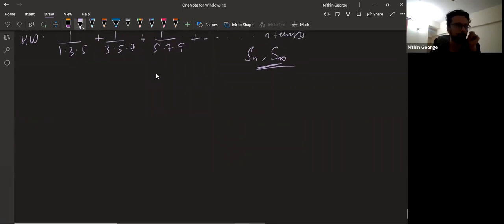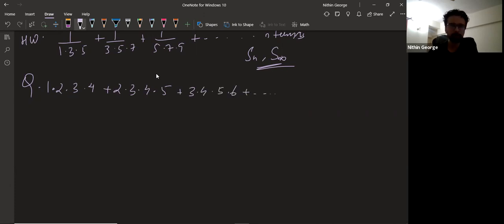Now, let's write the next type. So that I'll write the next question itself. 1, 2, 3, 4 plus 2, 3, 4, 5 plus 3, 4, 5, 6, up till n terms. Okay. So I want you to write some notes here. Series in which each term is composed of r factors in AP.